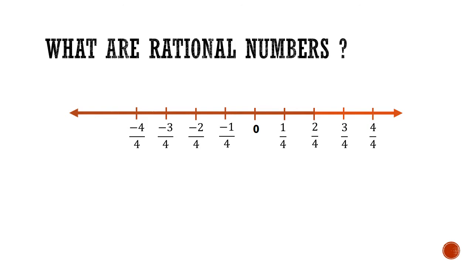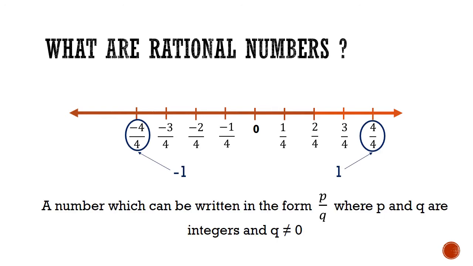And here between 0 and 4 by 4, 4 by 4 is nothing but 1, and minus 4 by 4 is minus 1. So between 0 and 4 by 4, that is 1, there are fractions which are marked: 1 by 4, 2 by 4, 3 by 4. But remember, there are many other fractions between 0 and 1. You can find countless number of fractions between 0 and 1. I have marked only 3 of them there.